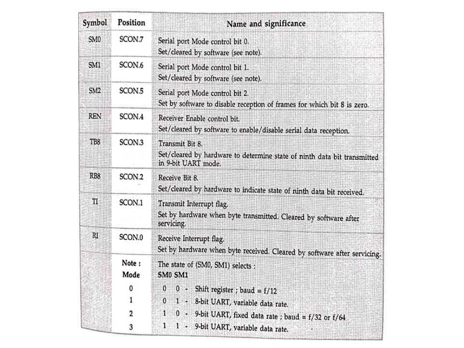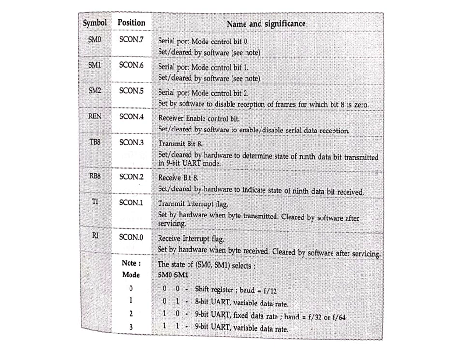The next sixth bit is SM1. Its position is SCON.6, and it is serial port mode control bit 1. So we can set or clear this particular bit by software again. The next bit, that is fifth bit, is SM2. Its position is SCON.5. It is serial port mode control bit 2. We can set it by software to disable the reception of frames for which the bit 8 is 0. For this particular purpose, this bit is used.